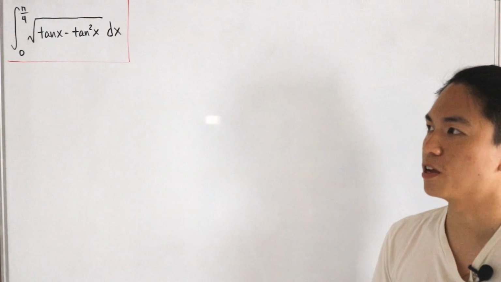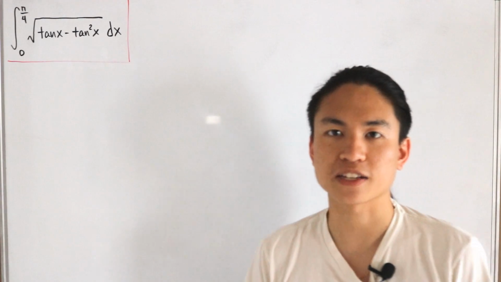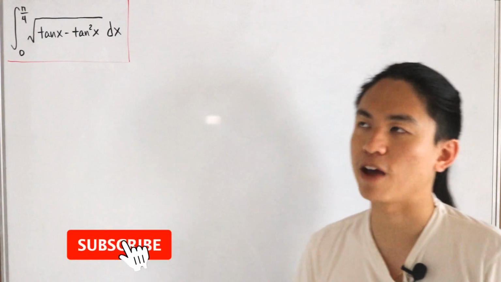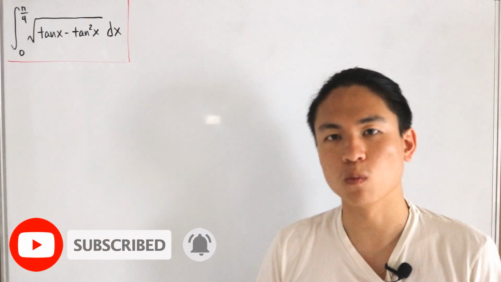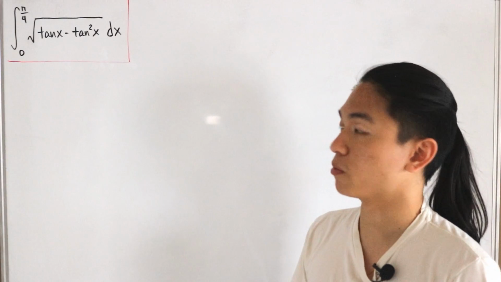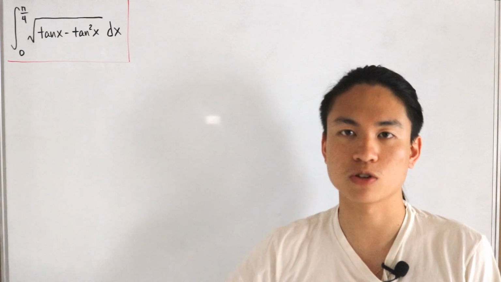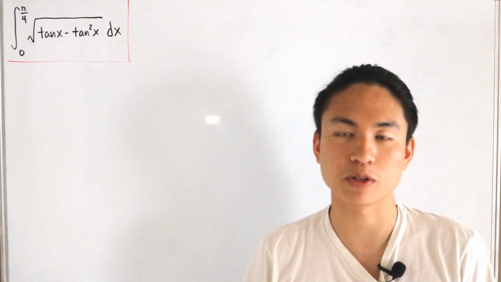So here we have a definite integral from 0 to pi over 4 of the square root of tangent x minus tangent squared of x. I like to call this integral an all-in-one. I know that phrase sounds a little vague, but when we go through the entire procedure of evaluating this integral, there are a lot of formulas that come into play.